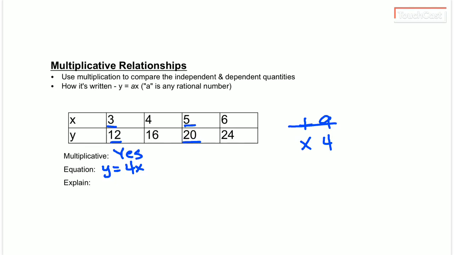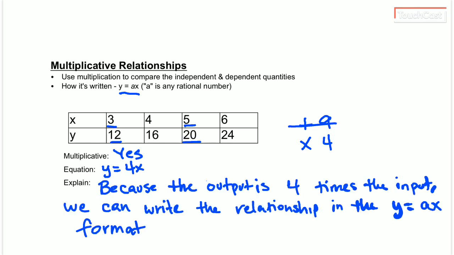Now for the explanation. Because the output is 4 times the input, we can use this y equals ax to write the relationship. So that would be our explanation. So because the output is 4 times the input, we can write the relationship in the y equals ax format. That's the explanation that you would be expected to use if the relationship is multiplicative.